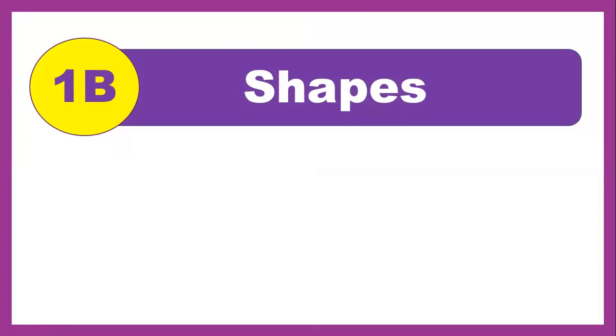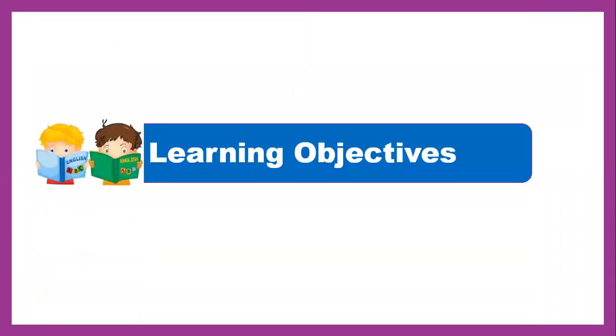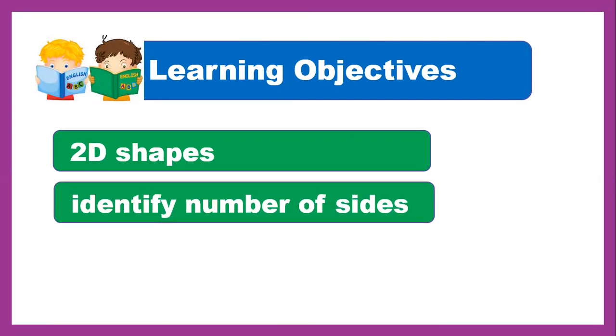As you know, today we started our new unit, Unit 1B, where we discuss shapes. What are the shapes? On page 18, today we learn what the 2D shapes are. And after learning the 2D shapes, you have to identify the number of sides and vertices, or corners.